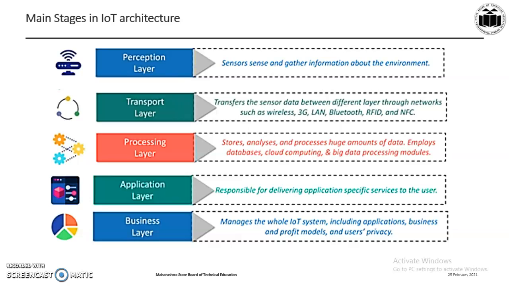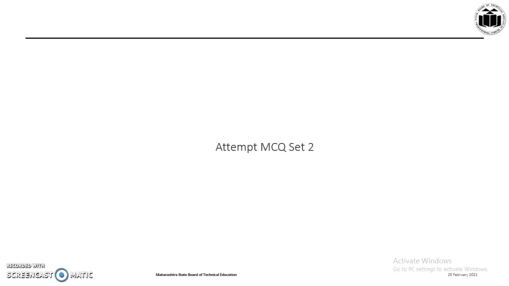So these are the 5 basic stages in a sustainable IoT architecture, which starts with the perception layer, which is used for gathering the information via sensors. Next is the transport layer, which simply acts as a medium which collects the data from the sensor and gives it to the processing layer. The next layer is the processing layer, which stores, analyzes and processes the data. The next is the application layer, which provides the information to the specific users. And last is the business layer, which manages the whole IoT system in the case of a business model. At this level, students can attempt MCQ Set 2 given in the formative assessment.